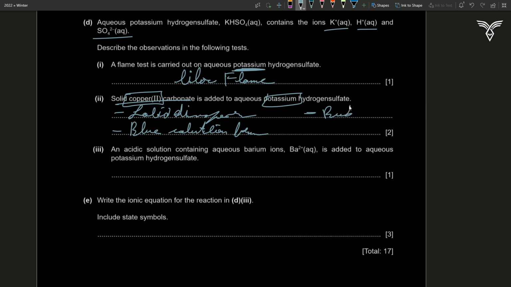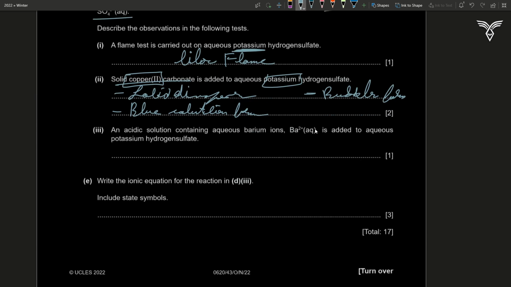طيب في a third observation و this is more simple than the blue observation، إن إيه؟ Bubbles will form، أو fizzing أو we also call it effervescing. ف you can use any of the three.